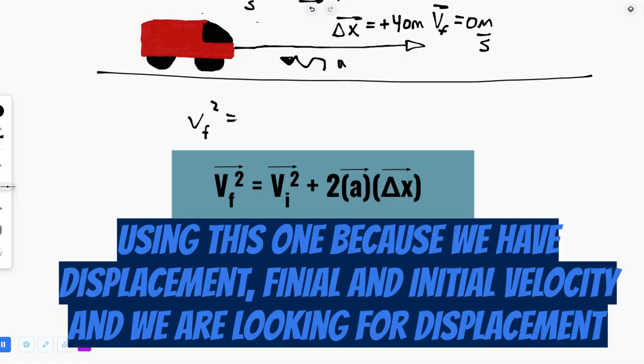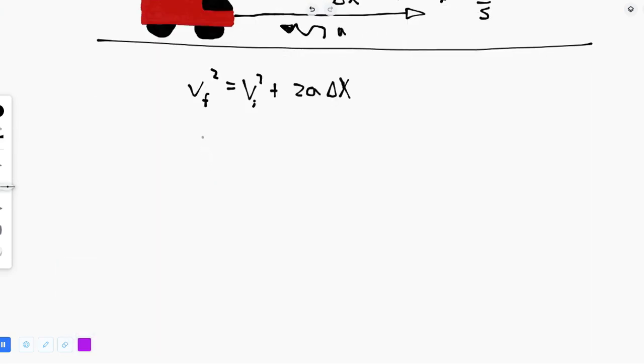VF squared equals VI squared plus 2 acceleration delta x. And then VF is equal to 0, because 0 squared is just 0. And then VI was 20, so I'll just write 20 squared. And then it's going to add 2 times 40, because that is delta x, and then acceleration. And of course there's a positive there and a positive there.